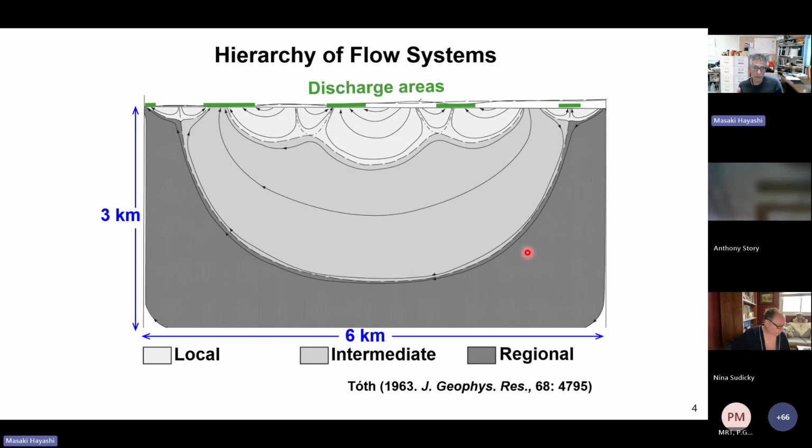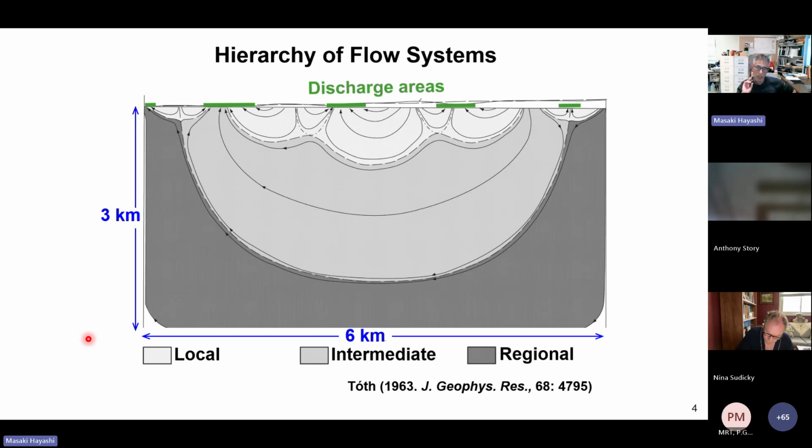The horizontal scale is 6 kilometers, which is a distance I can run in about half an hour or walk in an hour and a half. So it's a walking distance, basically. It's a small watershed. And the flow system has a depth of 3 kilometers. That's the depth of oil and gas wells drilled around here. So there seems to be a bit of discrepancy in the scale from our general experience.